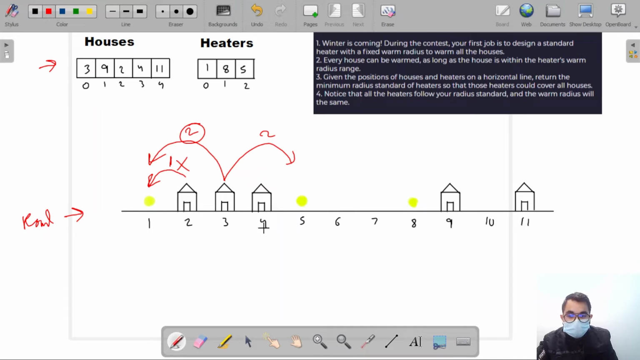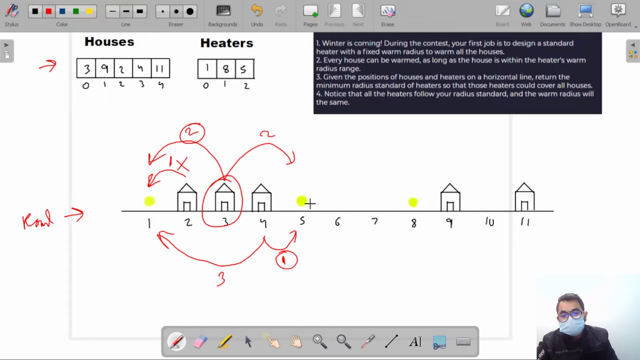Okay, now I will check with 4. This is my heater which is closest from the left side, this is the heater that is closest from the right side. So this distance is 1 and this distance is 3. This distance can warm the house 4. Okay, but you can see that if I choose the distance 2, then only I will be able to cover this house 3. Okay, so this was all for these 3 houses.